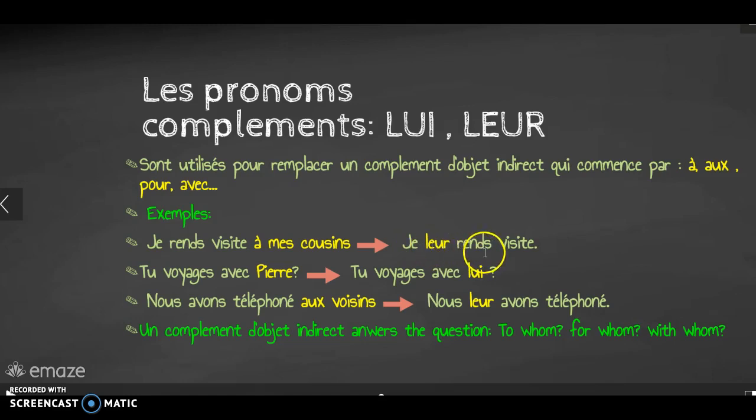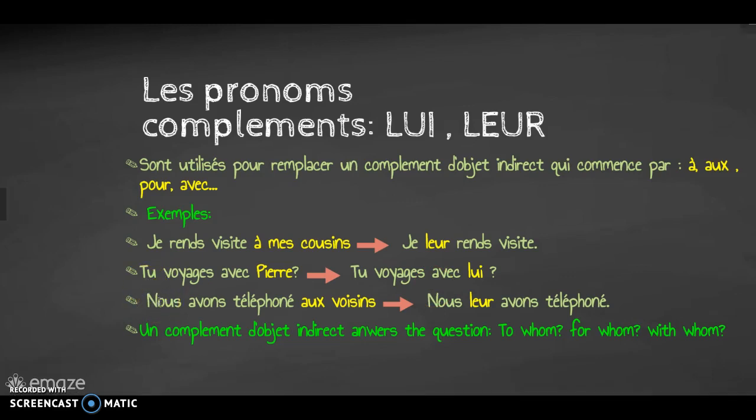Je leur rends visite. Next example, tu voyages avec Pierre. You travel with Pierre. So I need to use lui because that's singulier. Pierre is one person. Tu voyages avec lui. And this is a question. Do you travel with him?